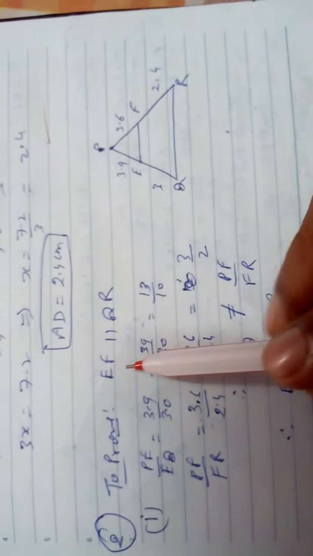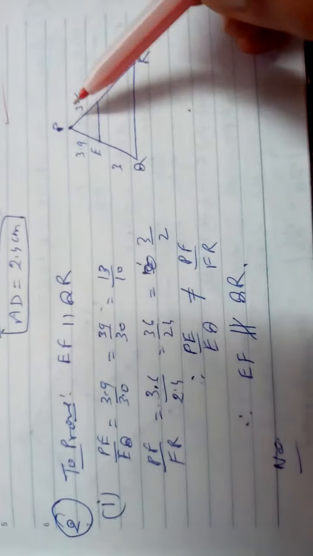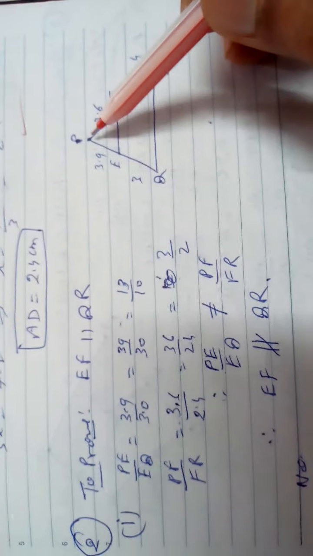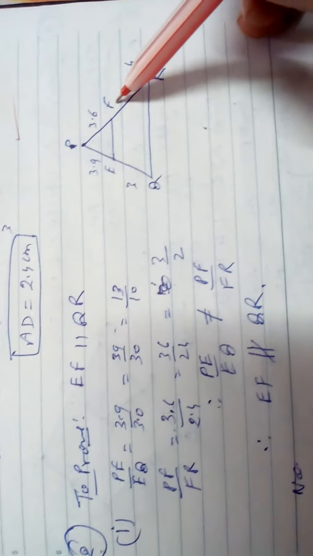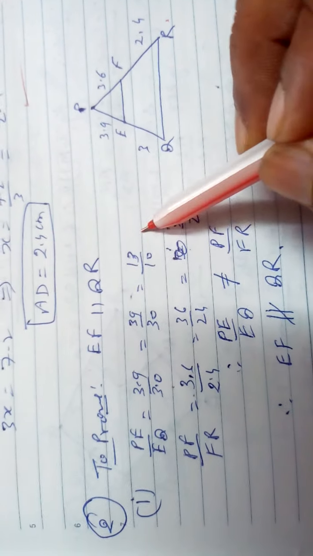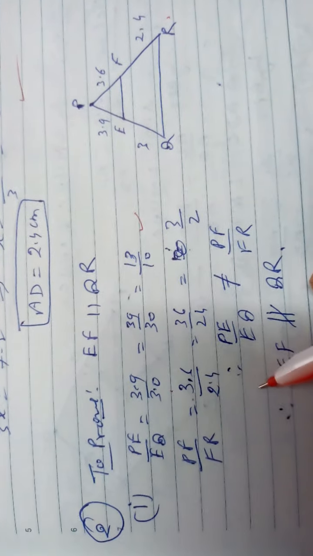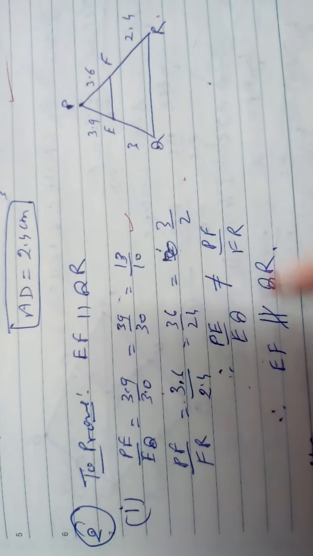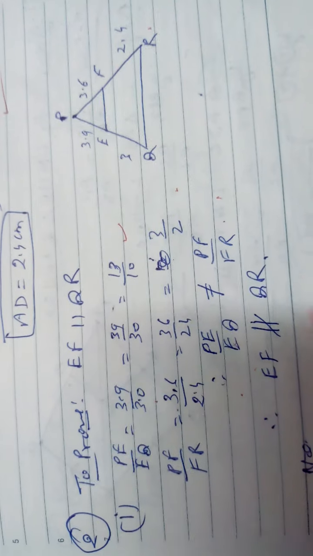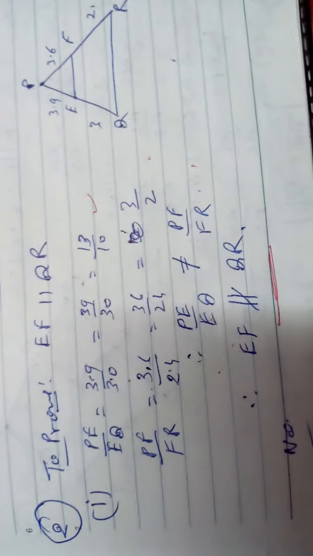So I have drawn the figure for the first part. You want to prove this. For the first figure you draw PQR and EF. Put the values of PE, EQ, PF and FR. What is given? So PE upon EQ is equal to 3.9 upon 3, which gives 13 by 10. PF upon FR is equal to 3 by 2, which is not equal. Ratios are not equal, which means lines are not parallel.